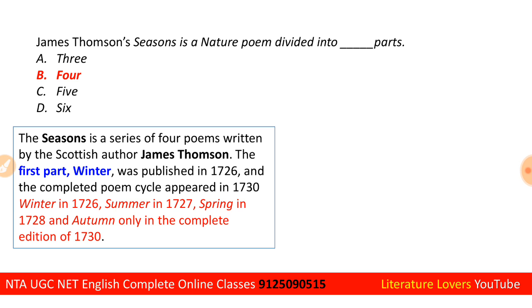This particular work was started in 1726, because the first part appeared in 1726. Later on, the next part, summer, appeared in 1727. And then the third part appeared in the next year, 1728. And the final version of this complete long poem appeared in 1730. So now learners, you can see James Thomson's Seasons is a nature poem divided into 4 parts, and each part contains a description of one season.